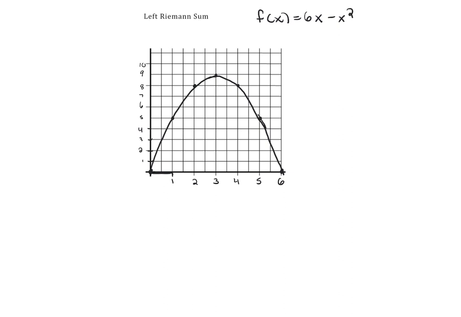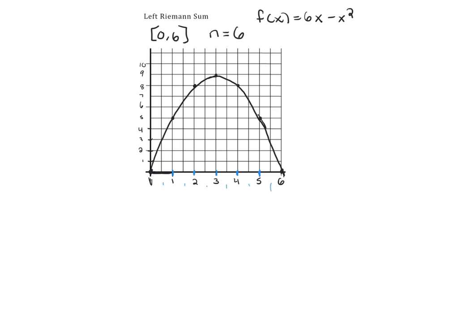Okay, so we're looking to find the area under this curve. We're going to look at the interval from 0 all the way to 6, and we're going to use 6 intervals. So this is easy to figure out how we're going to create these rectangles. There'll be 1, 2, 3, 4, 5, 6 rectangles.